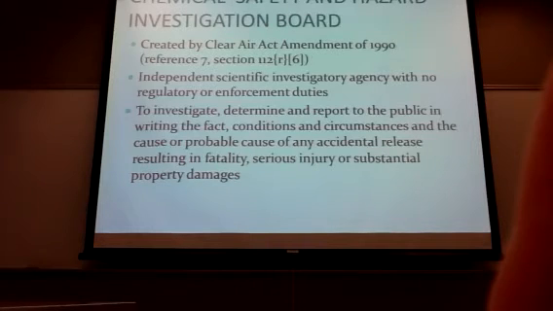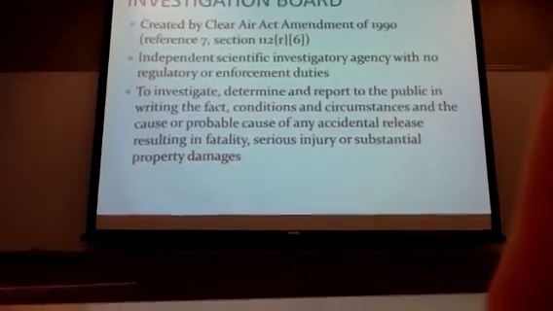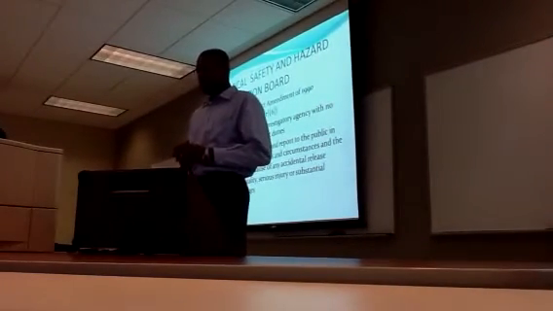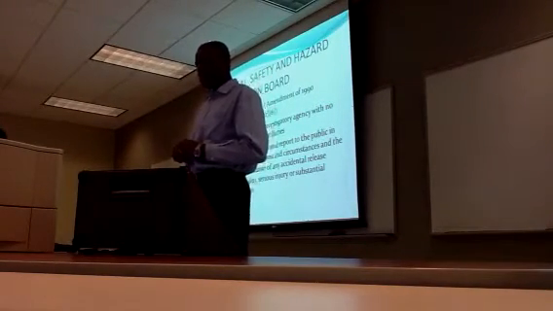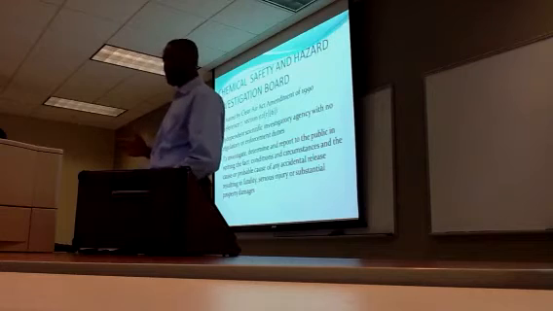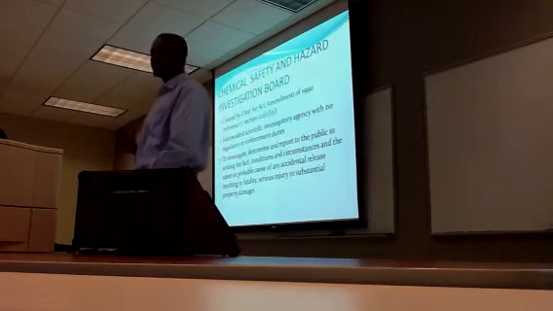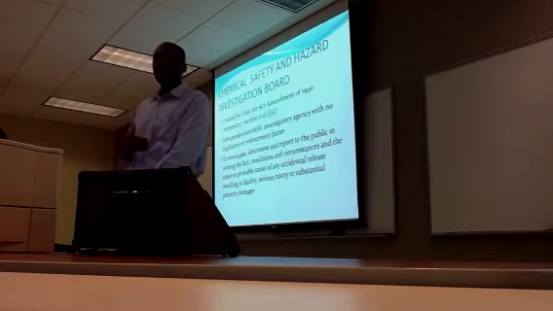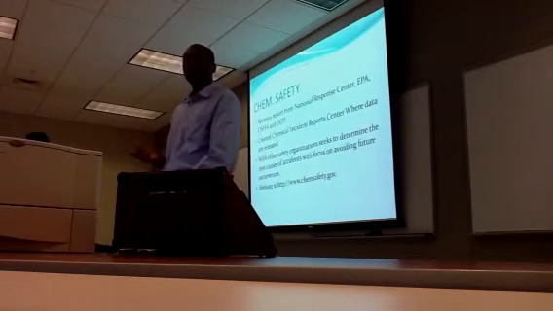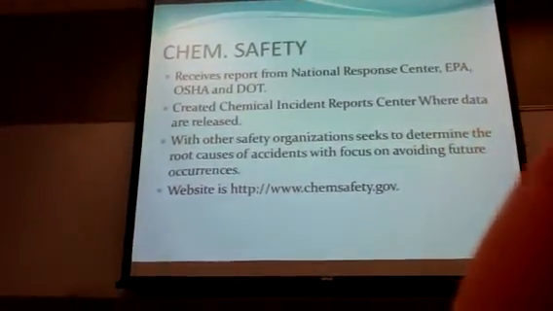It is an independent investigation agency, and their duty is to investigate, determine, and report to the public in writing the facts, conditions, circumstances, and probable causes of an accidental release resulting in fatality, serious injury, or substantial property damages. Most of the investigations are not done by them. They collect data from other investigative bodies, put it together, and then release it to the public, trying to give an assessment of what must have happened.